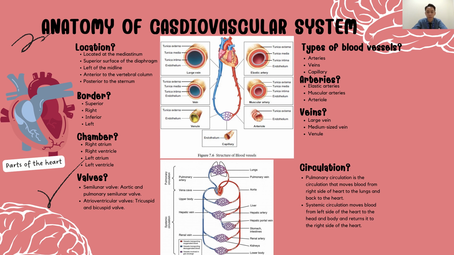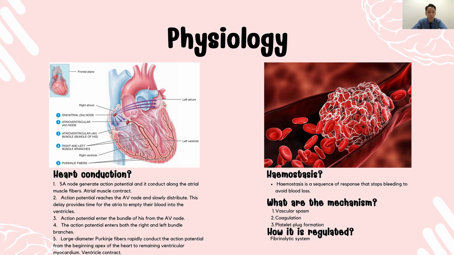Let's move on to the physiology. The first one is the conduction of the heart. So, heart conduction begins with the sinoatrial node generating an action potential, which conducts along the atrial muscle fibers. Hence, the atrial muscle will contract. The second step is when the action potential reaches the atrioventricular node and is slowly distributed. This delay provides time for the atria to empty their blood into the ventricles.